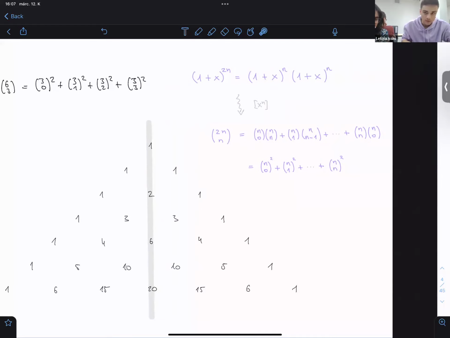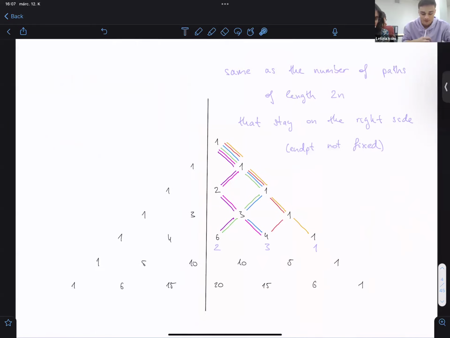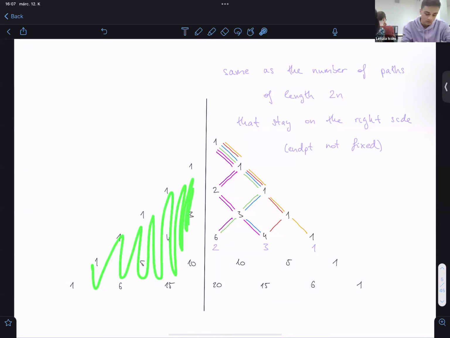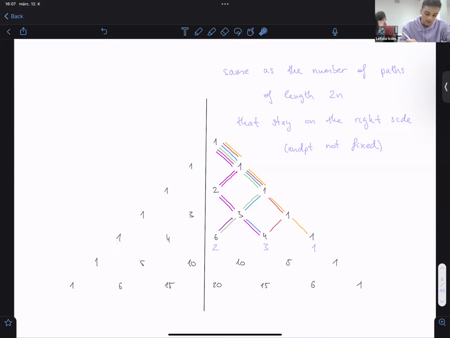Well, there's another set of paths along the Pascal triangle whose cardinality happens to be 2n choose n. And well, so the starting point will again be the tip of the triangle. The length of each path is again going to be 2n, but the endpoint is no longer fixed, and instead we impose the additional condition that a path can't venture into the left side of the triangle. So in this example, we have length equals 4, and we have 4 choose 2 equals 6 many paths under these conditions.